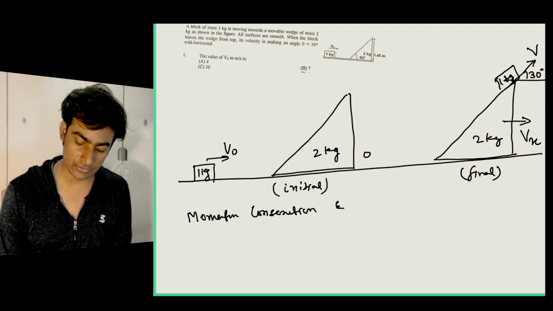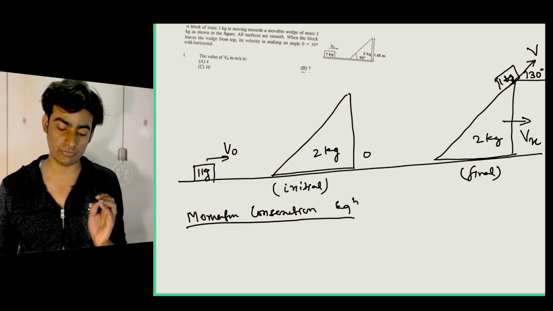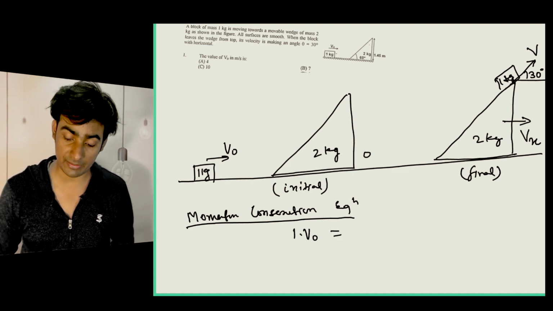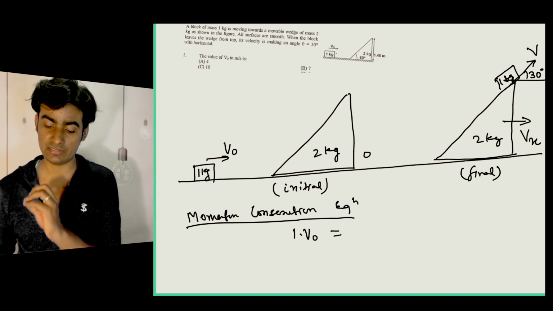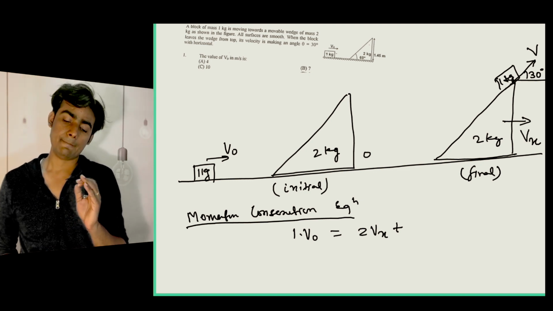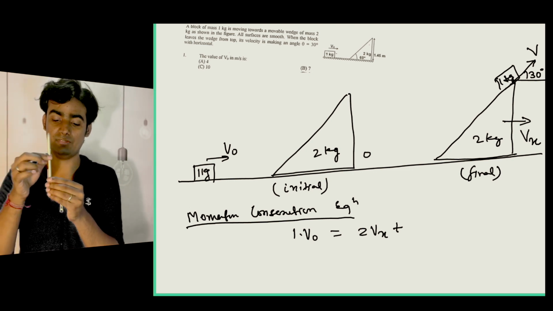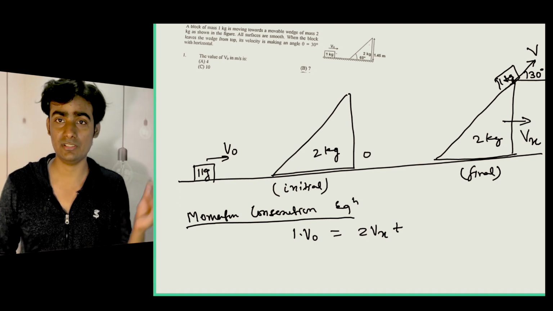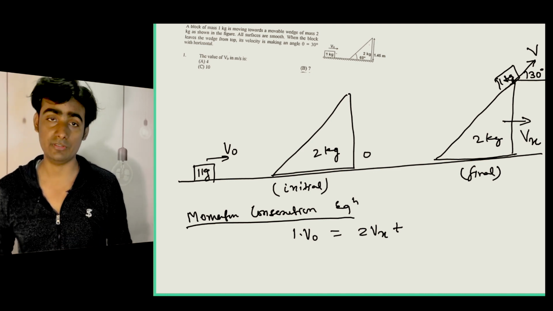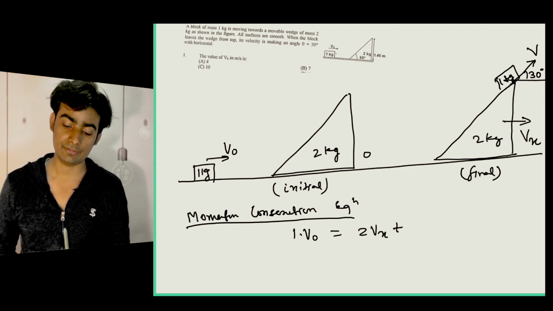The initial momentum is just the 1 kg mass moving with v naught velocity. So 1 into v naught equals the final momentum. The 2 kg wedge is moving in this direction with Vx, so we can write 2 Vx, plus the 1 kg mass moving in this direction with V. It has two components, V cos 30 and V sin 30. We are writing momentum conservation in the horizontal direction only, so we need the horizontal velocity component for the 1 kg mass. But this V we have assumed with respect to the wedge.